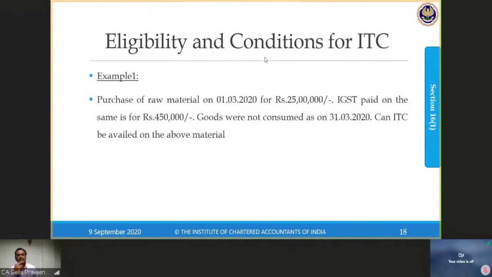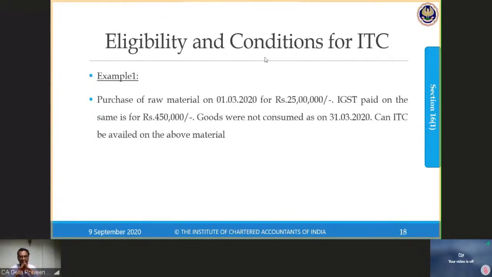As on 31st March, I have not consumed the goods. Goods are intact in the same position. So the answer would be, I can avail the input tax credit for the reason: used, or intended to be used. I have not used, but I have the intention to use. So let me see the answers.